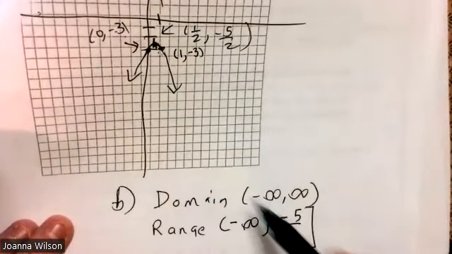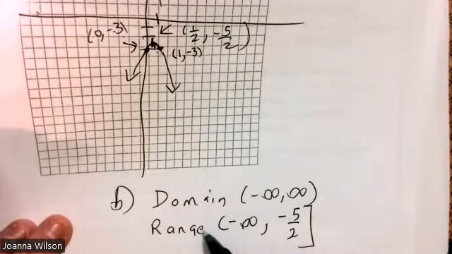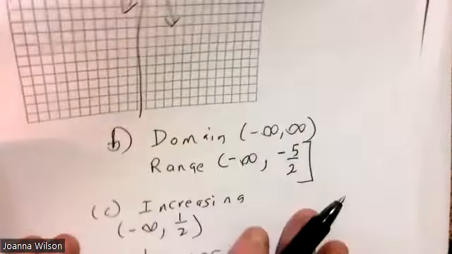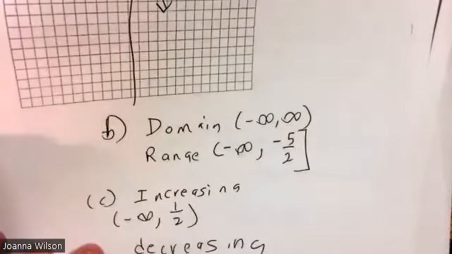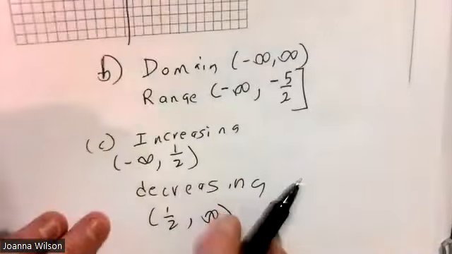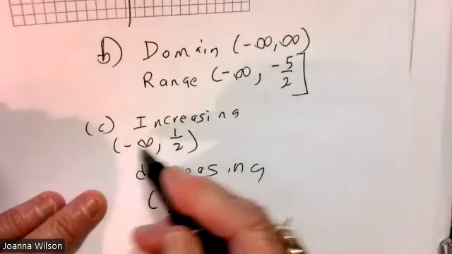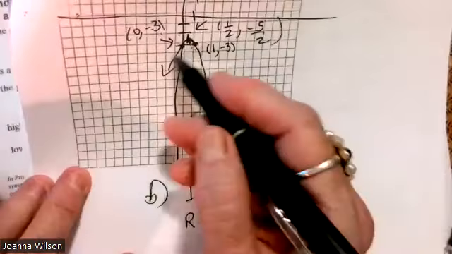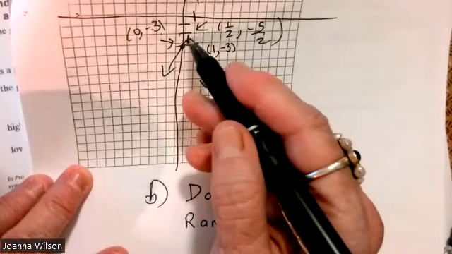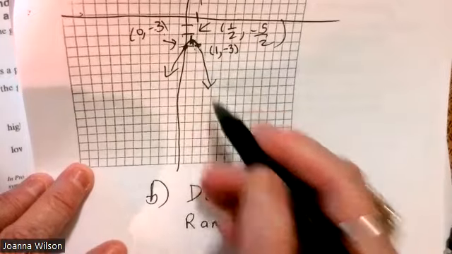And the domain is -infinity to infinity. The range is, it only goes up to -5/2, and then it keeps going down. And it's increasing from -infinity up to 1/2, the x value of the vertex. And it's decreasing then from 1/2 on. And remember, with increasing and decreasing, in interval notation, these are the x values where it's increasing from x equal -infinity, which means just keep going this way, up to x equal 1/2. Then it's decreasing from x equal 1/2 to infinity.